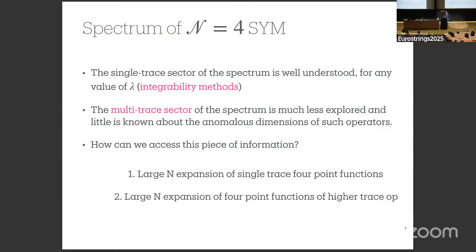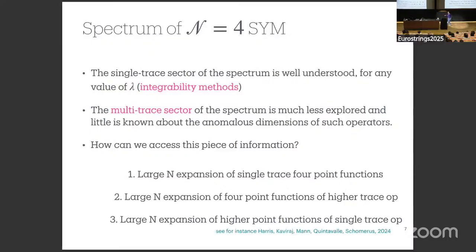Then there is another way, which is by studying, again, the large N expansion of the 4-point function of higher trace operators. What I mean by that is that instead of starting with the 4-point function of single trace operators, where the external operator is single trace, we can start inputting some operators which are intrinsically higher trace, so that we will give access to the multitrace sector.